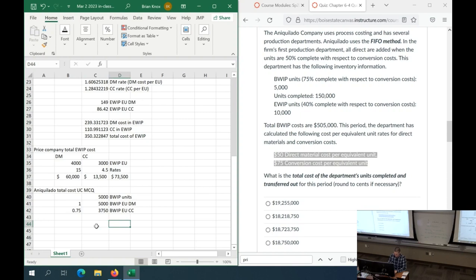So let's get equivalent units completed with this period's DM work, and then equivalent units completed with this period's conversion cost work. And here's our units completed of 150,000. And we take that 150,000, we subtract away the equivalent units in beginning WIP for the two cost categories. So now these are the numbers we need to multiply these rates by.